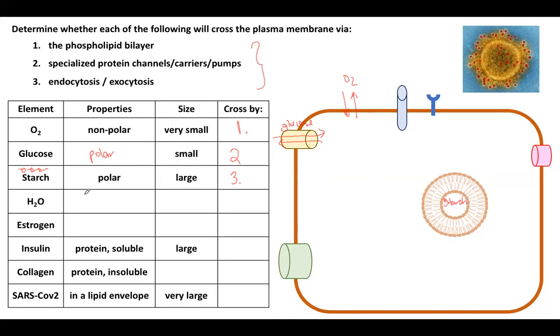Water is polar and small. Because it is really small, occasionally you'll see some water going through just the bilayer. But most times it has to come through a special channel called an aquaporin. Estrogen is nonpolar and it's small. This means it can pass right through the cell membrane.